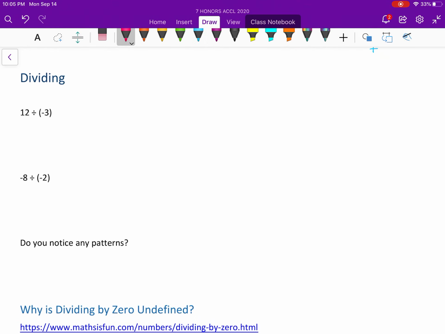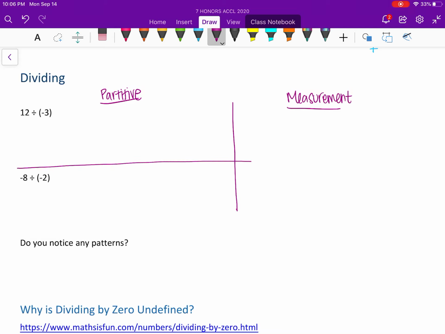Okay, well now we're going to move on to dividing. Okay, there's two ways to divide. There's partitive and measurement. I'm going to draw a line right down here. This is going to be our partitive side. This is going to be our measurement side. And you guys will see that partitive is better in some cases and measurement is better in the other cases. Okay, I'm just going to go ahead and draw lines so that we have these separated.